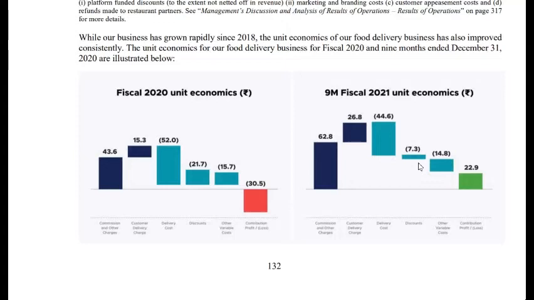So due to which now they have a contribution margin or a profit in the 9 months fiscal. So this is a very interesting thing, because going ahead we can see, or we might see, Zomato being profitable, and maybe the sentiments could be very high for this particular company and the upcoming stock.